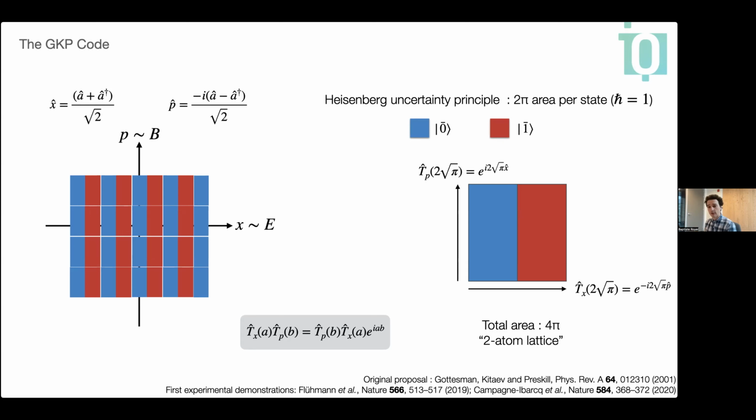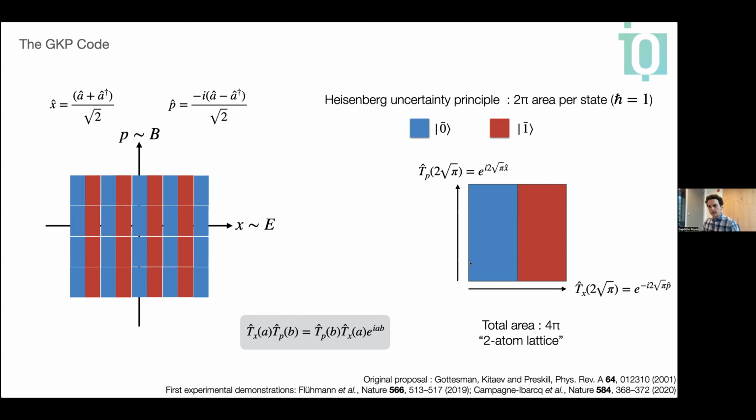In general, translations in phase space do not commute because position and momentum are non-commuting variables, except in the special case where you look at translations that cover an area that is a multiple of 2π, which is the case here. So we can find eigenstates of both of these.